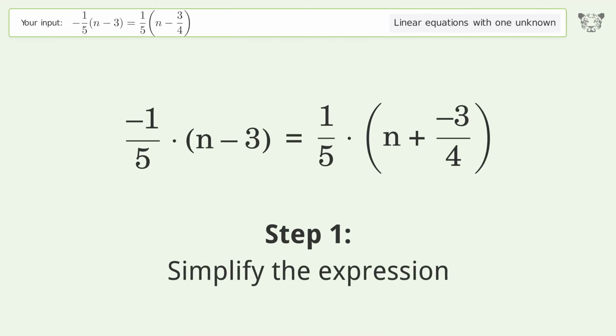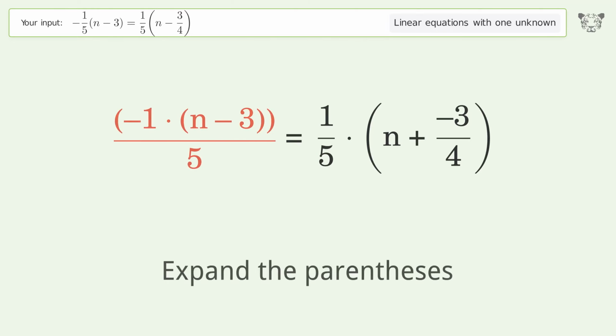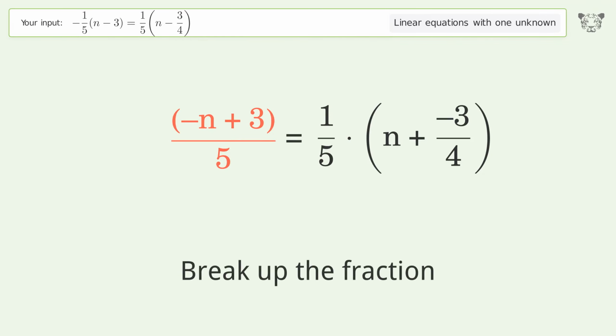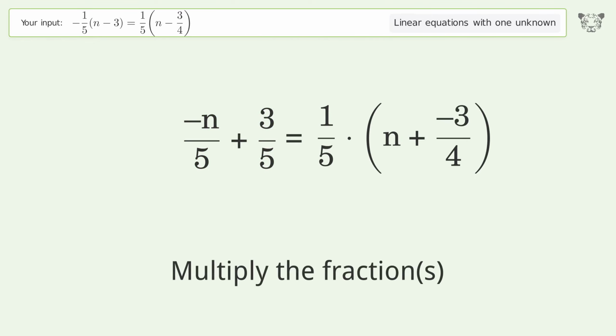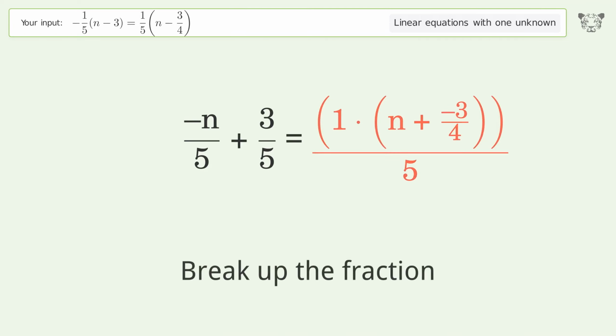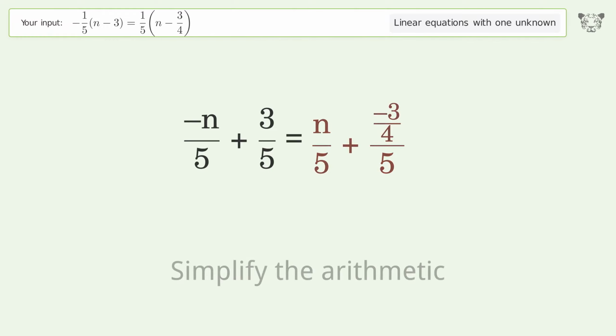Simplify the expression. Multiply the fractions. Expand the parentheses. Break up the fraction. Multiply the fractions. Break up the fraction. Simplify the arithmetic.